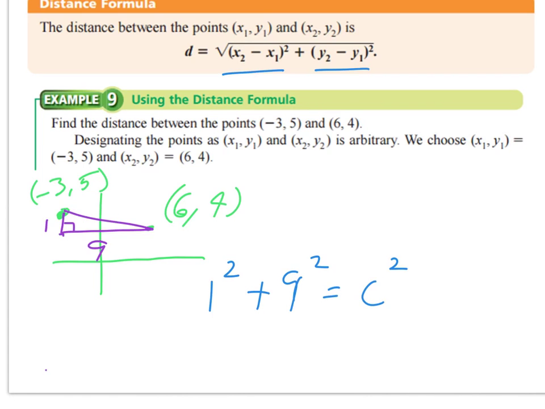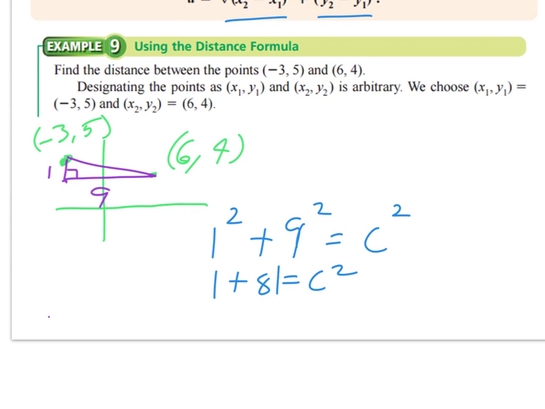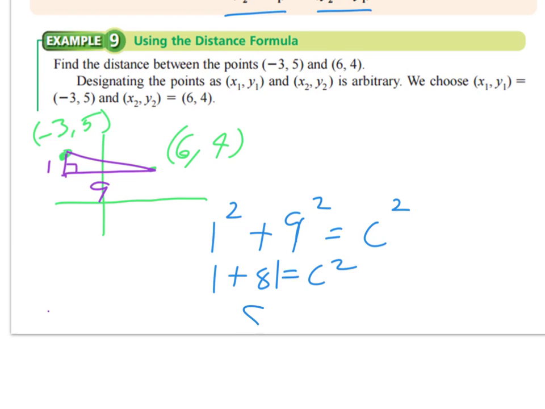And so when we do this, we end up with, of course, 1 and 81 equaling c squared, and so we get 82 equals c squared. And so c would equal the square root of 82. And the square root of 82 does not reduce, so we just leave that alone. So we get that for our answer.